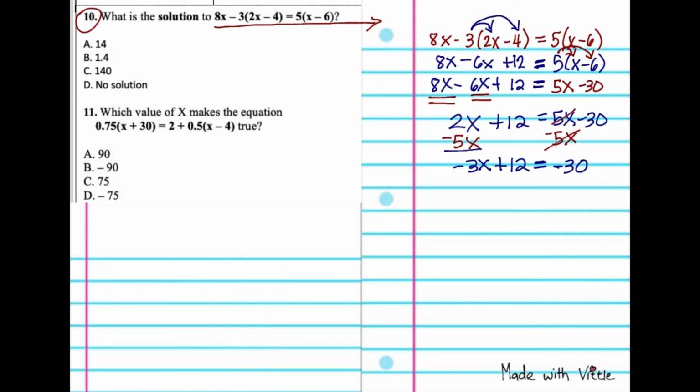On the left side of the equation, you want that negative 3x to be all by itself, so you're going to subtract that 12 on both sides of the equation. Do the opposite of multiply, so you can get that x all by itself. So divide by negative 3 on both sides. A negative 42 divided by negative 3 is a positive 14.